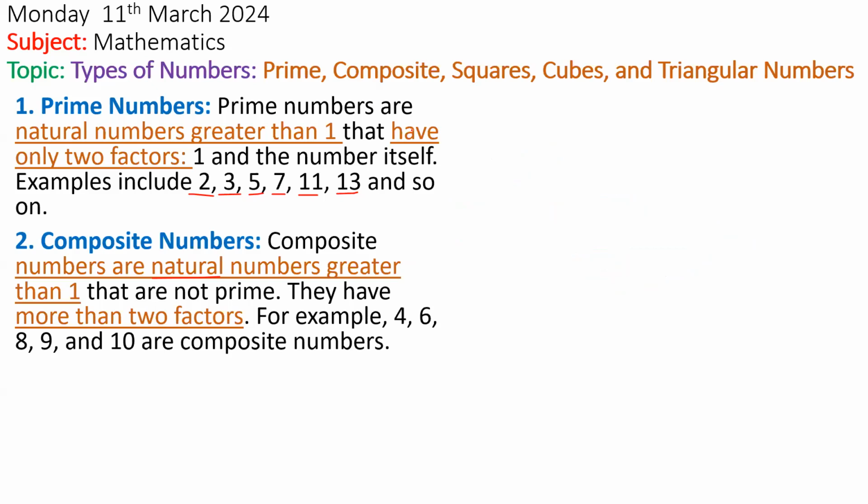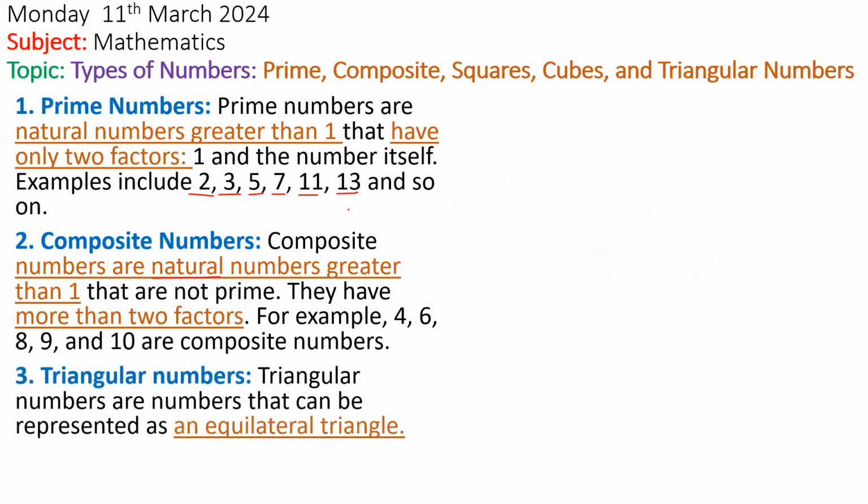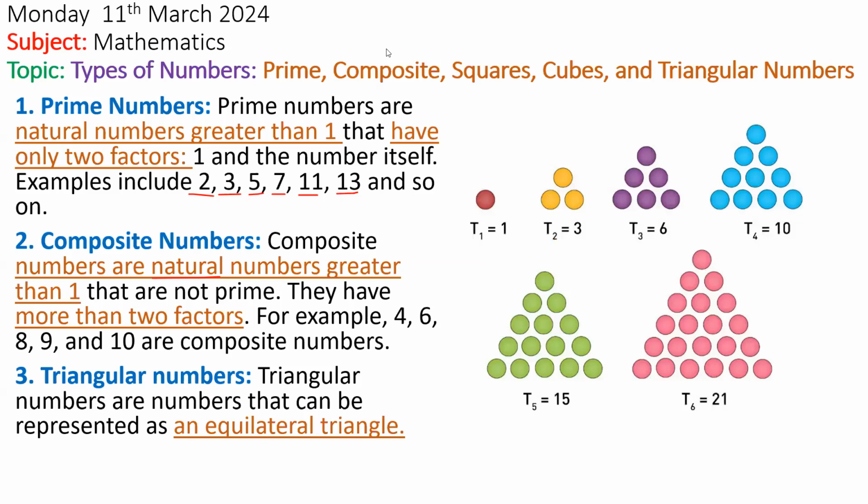Okay, so the next type of numbers that we're going to be looking at is what we call triangular numbers. And I need Naya to read the definition. Yes, sir. Triangular numbers are numbers that can be represented as an equilateral triangle. Very good. And by the way, draw the diagram for me as well.